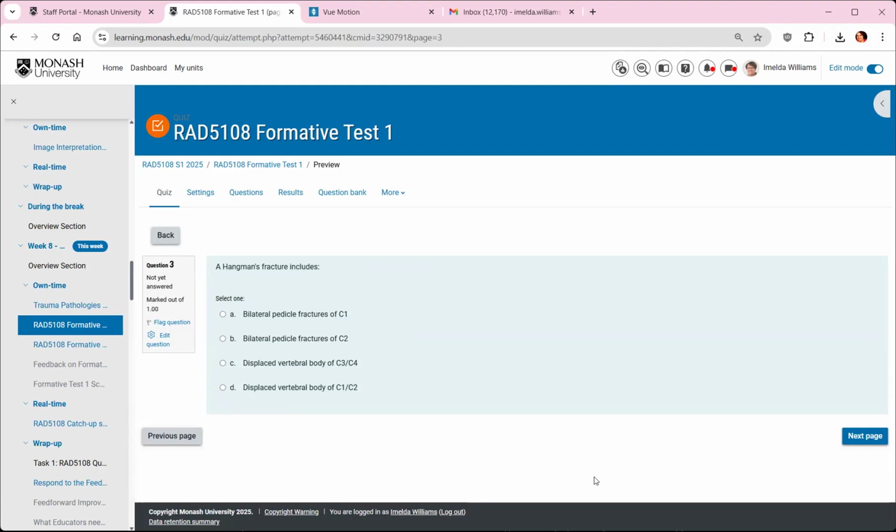So the next one was about Hangman's fracture, and which is the correct option there. And the option there is bilateral pedicle fractures of C2. And on the lateral view, you would also be able to see that there will be anterior displacement of C2 on C3.